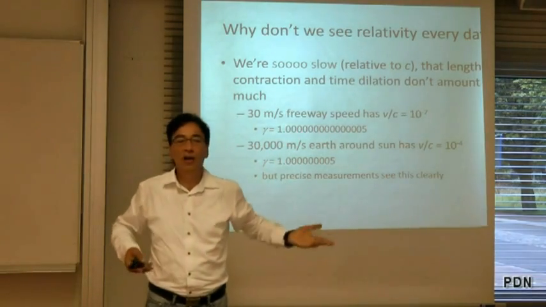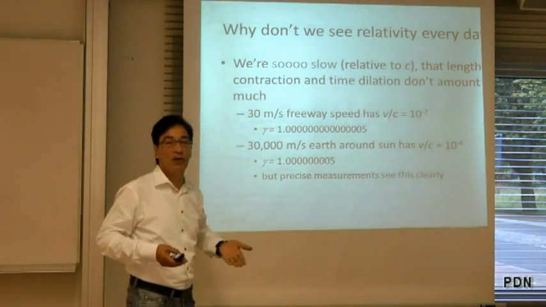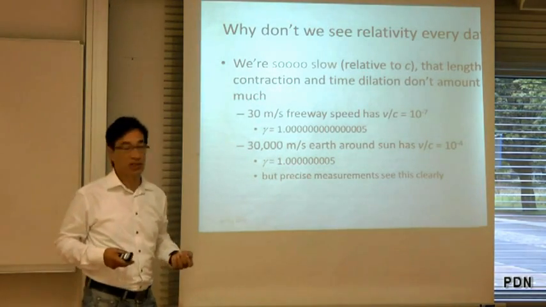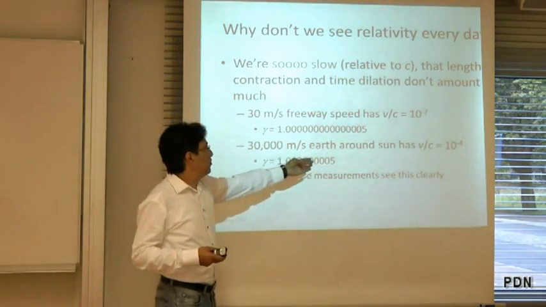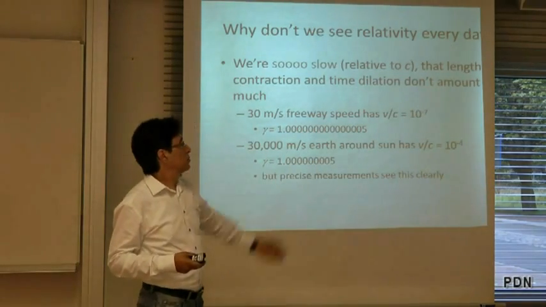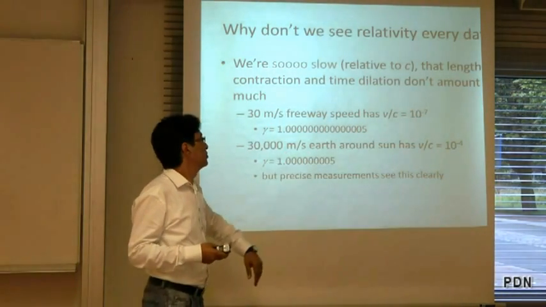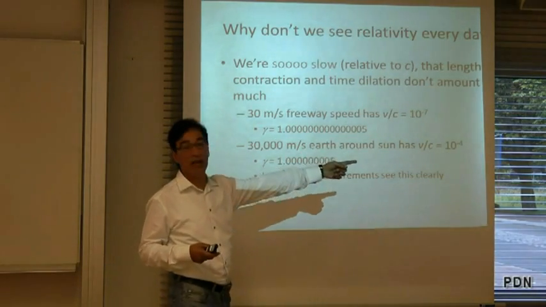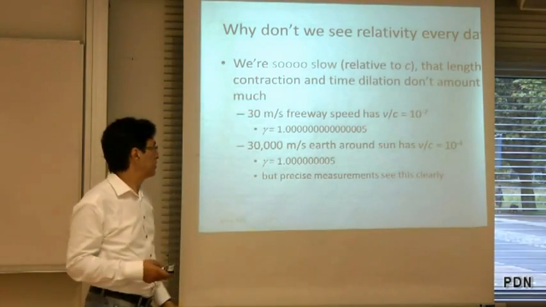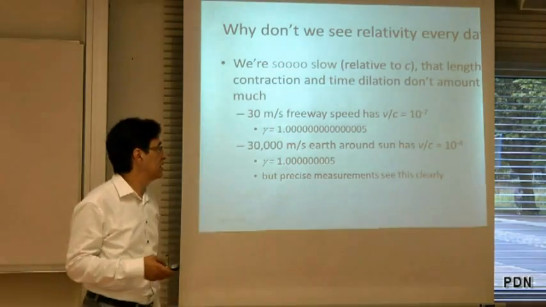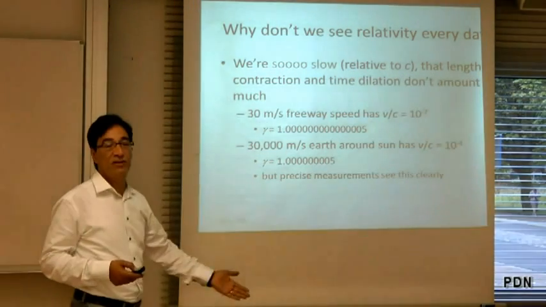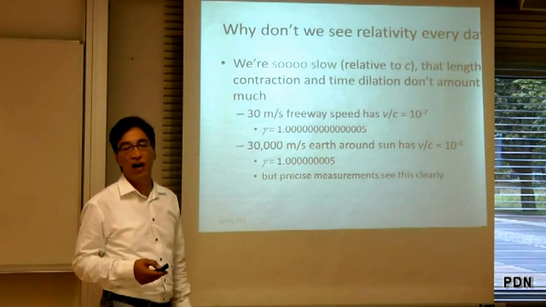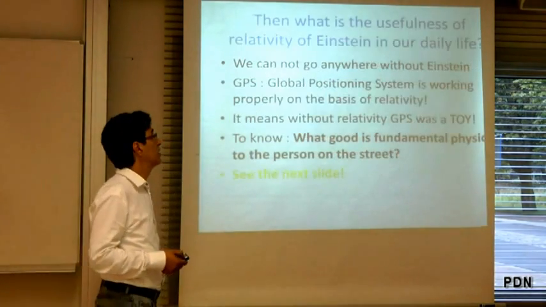When gamma is 1, or very close to 1, you cannot notice any time dilation or length contraction. And even for the Earth orbiting around the sun, again the gamma is very small. It's 10 to the minus 4. Then we don't notice. But precise measurements see this clearly. There are many evidence and many facts from 30, 35 years ago till now.